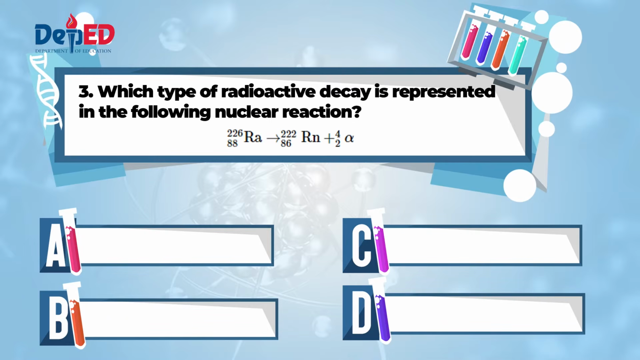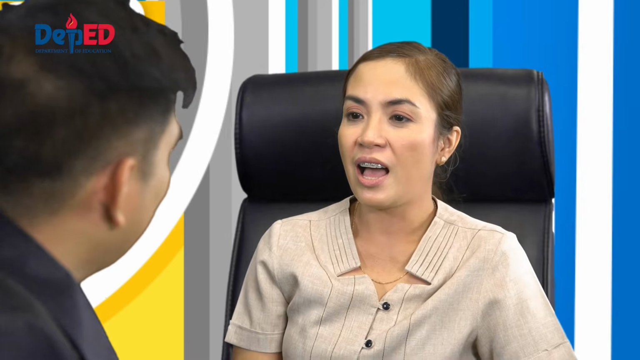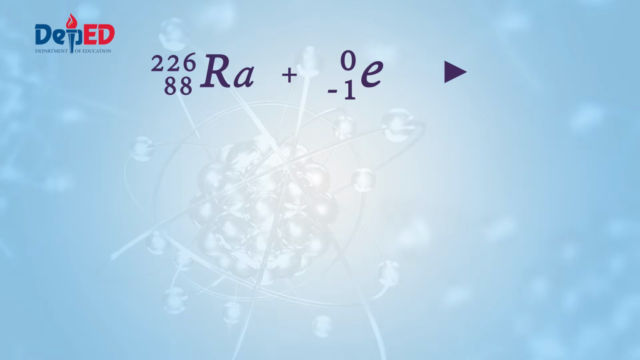Which type of radioactive decay is represented in the following nuclear reaction? A. Alpha decay. B. Beta decay. C. Positron emission. Or D. Electron capture. I don't think it is an electron capture because if it is an electron capture, then an electron should have been added to radium.